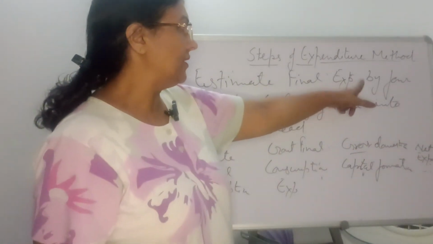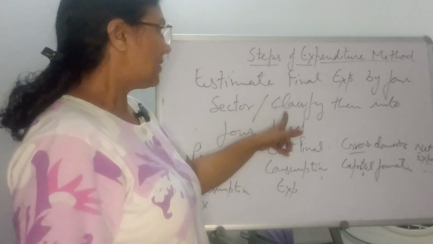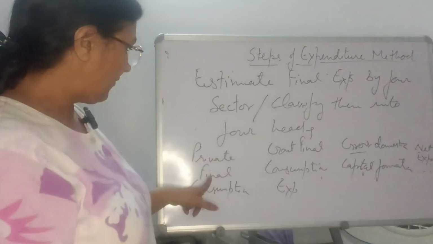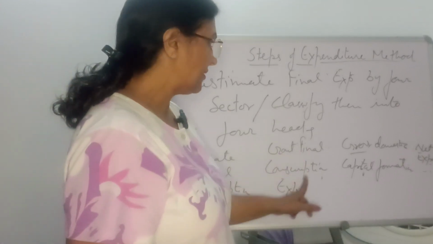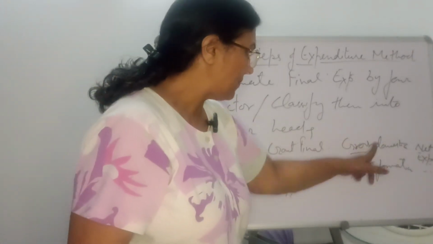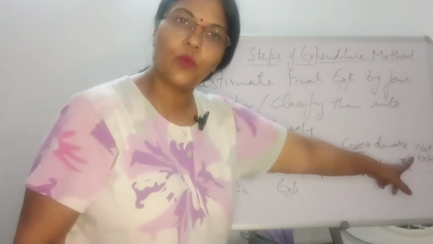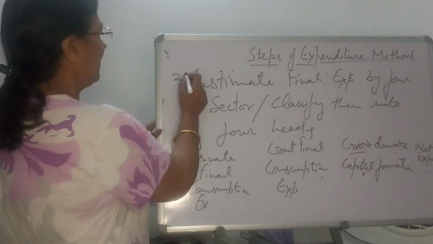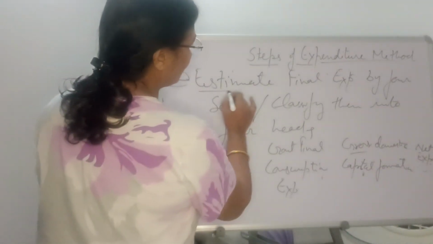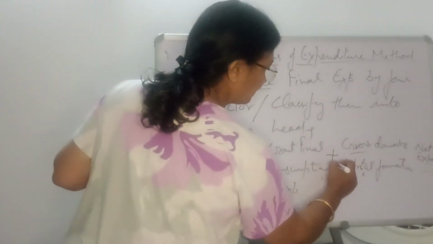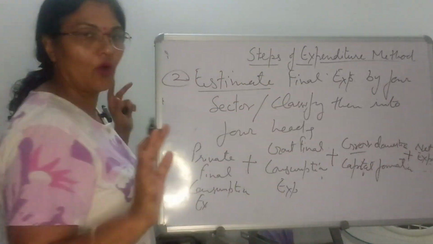Estimate the final expenditure by 4 sectors. Classify them into 4 heads. Which are the 4 heads? Private final consumption, government final consumption, and gross domestic capital formation, and last one is net exports. Afterward, in the second step only, we have to estimate final expenditure by doing the sum of all 4 components.